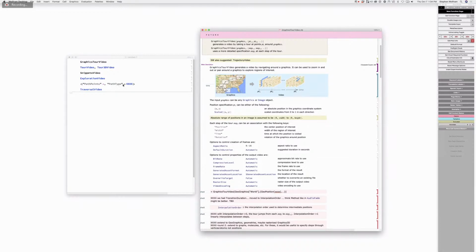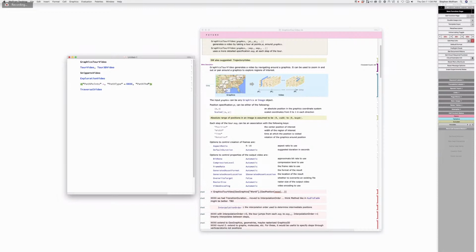path points, path type seem useful, or path theme. I think we could have both path type and path theme or something. I'm not sure we have enough ideas to fill those up for this version. Well, we have a couple of path types. We'd say linear, Bezier.